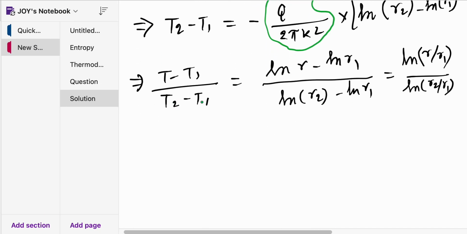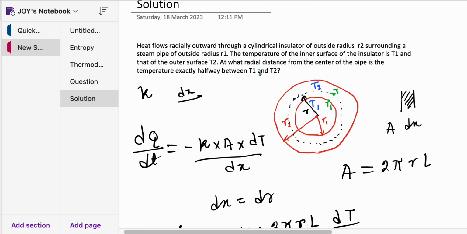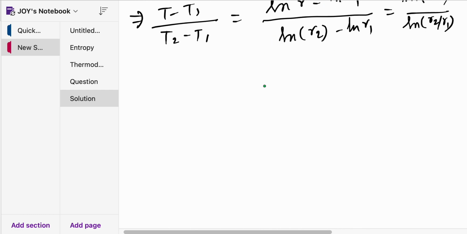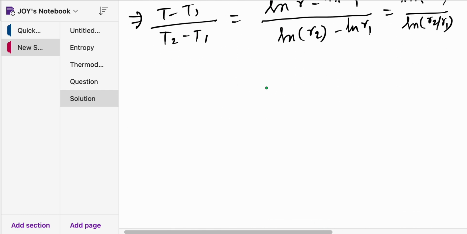Okay, that's there. So what is asked here? The question is, what is the radial distance, meaning we have to find the radial distance r where the temperature will be just halfway between T1 and T2, which is, we have to calculate what is the r for which temperature T will be T1 plus T2 by 2.